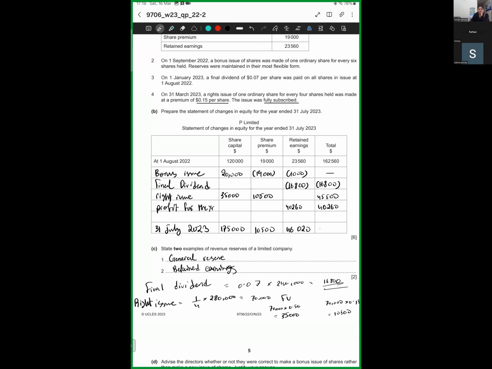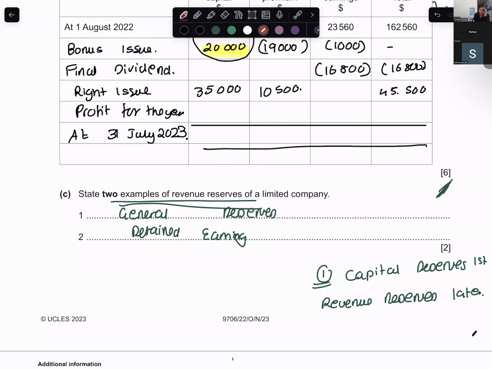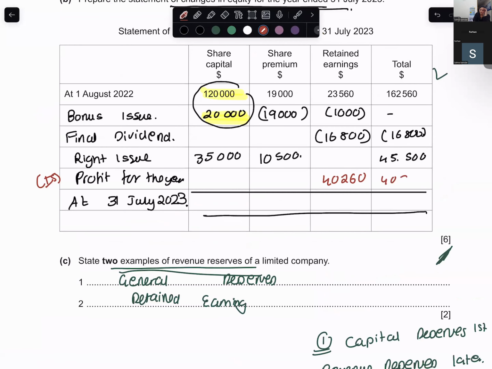So if I tell you that the profit for the year is 4260, please remember this profit for the year is going to come from where? The income statement. So profit for the year is added to the retained earnings and it is added to the total. And then you will find your total on the last date. So these are the last balances.